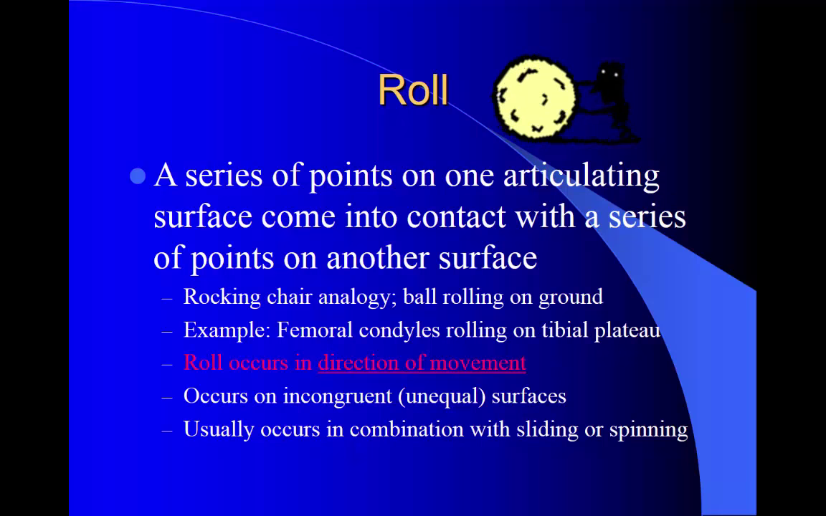In the human body, the roll occurs in the direction of the movement. Rolling can occur on incongruent or unequal surfaces. In the body, rolling usually occurs in combination with sliding or spinning. Here is an illustration of rolling.